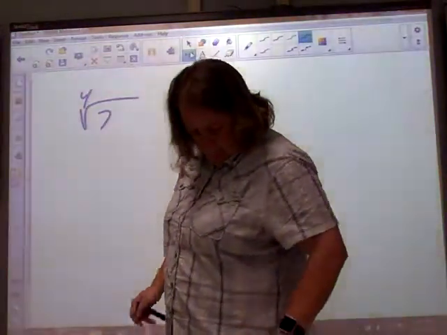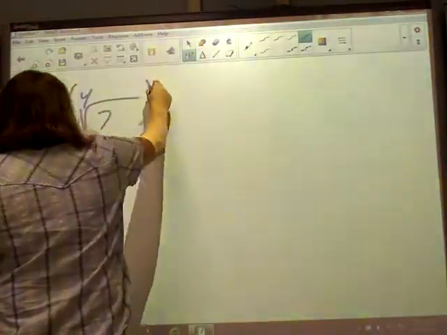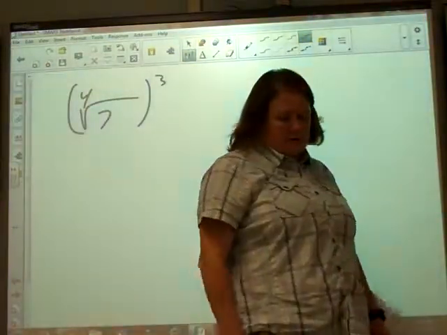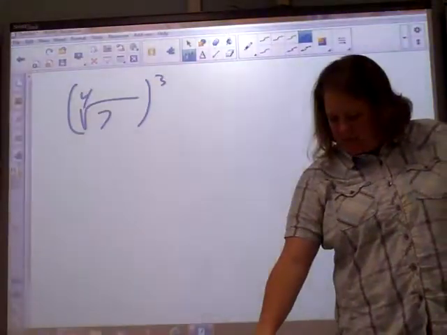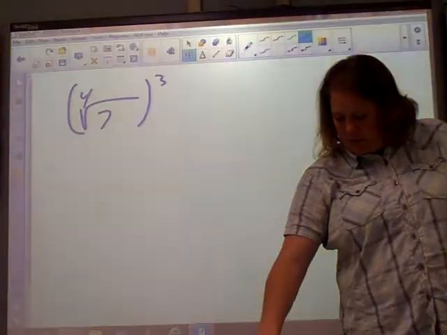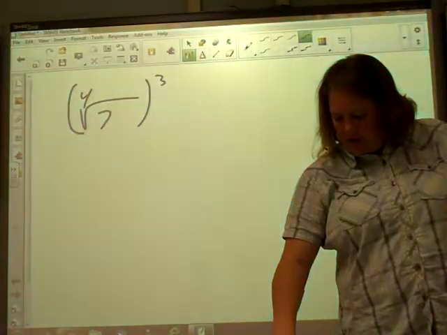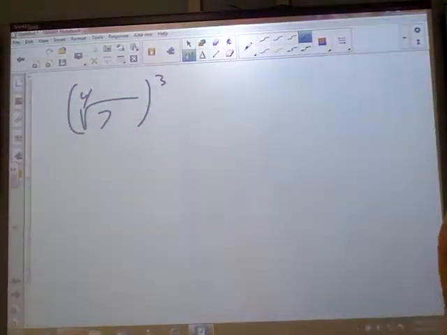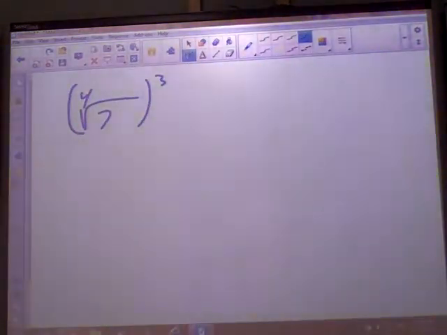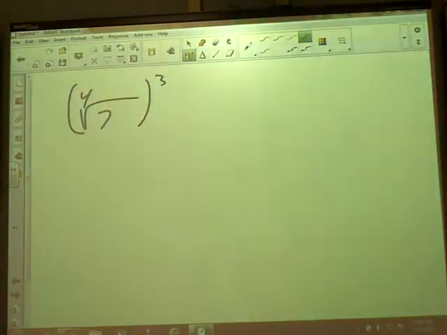Find the fourth root of 7 to the third. Okay, without me giving you a whole lot to go with there, I want you to see if you can figure that out. Find the fourth root of 7 to the third. If you need to round it, round to the nearest hundredth.